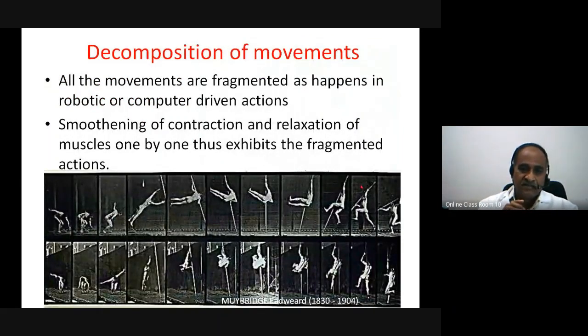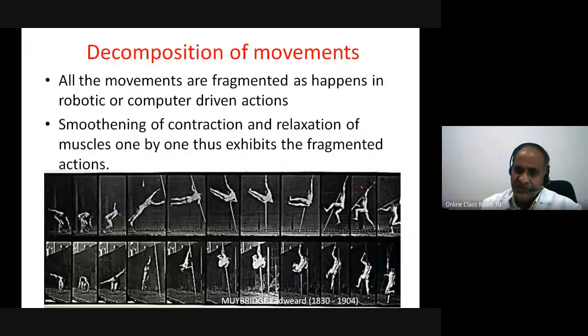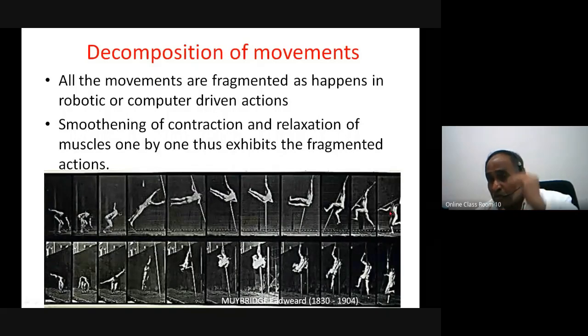Decomposition of the movement. Here I have taken a photograph. This is a decomposed photographic picture by Eadweard Muybridge, 1830 to 1904. You can just see this particular polo motion. He is coming here, touching, and then coming back. So this is a decomposed photographic picture.